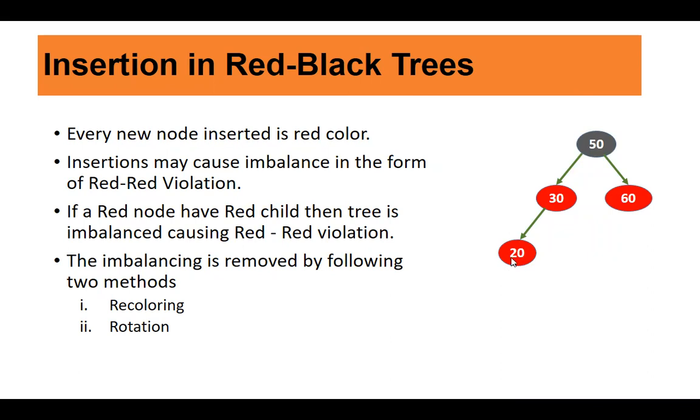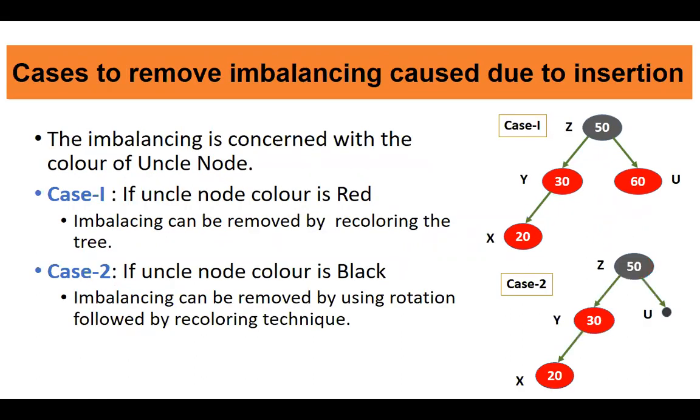Every new node you insert in a red-black tree is always red in color. There are some violations caused due to red insertion. When a red node has a red child, it is a red violation. Whenever there is a red violation, we say the tree is imbalanced. To remove this imbalance, there are 2 techniques: one is recoloring of the nodes, another is rotation of the nodes. The tree is rotated to be balanced.